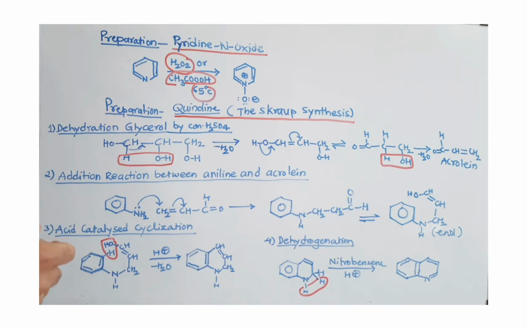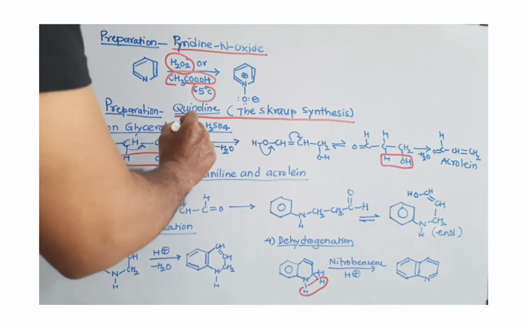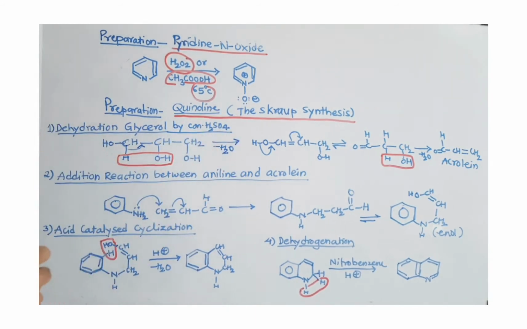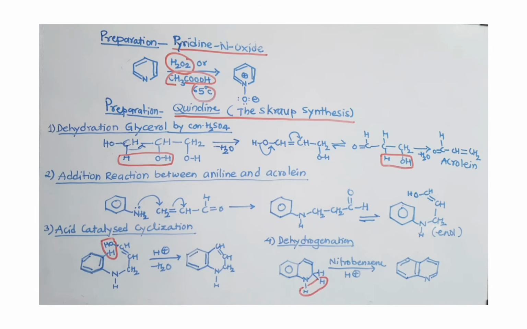This is actually the Skraup synthesis. Now see, this Skraup synthesis starts with glycerol. This glycerol is treated with concentrated sulfuric acid, which is acting as a dehydrating agent, meaning we have to remove a water molecule. Now you watch this, how dehydration of glycerol takes place in presence of concentrated H2SO4, that I want to discuss a little bit more.